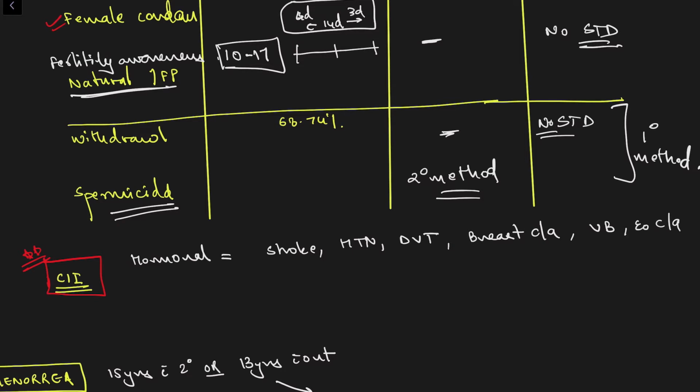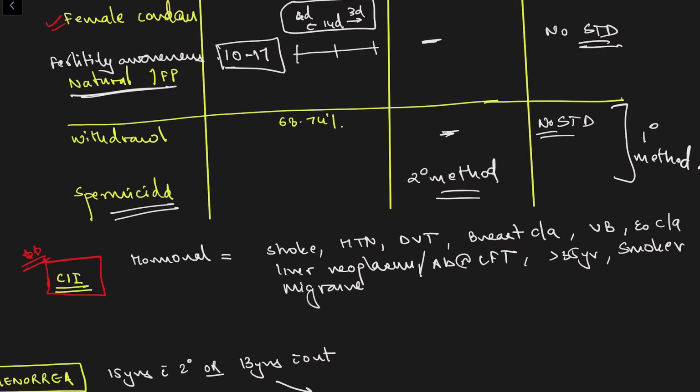liver neoplasms, benign or malignant both, or an abnormal LFT, then more than 35 years of age, or if the female is a smoker, and migraine with aura. We've already discussed all these points and they are very important to remember.